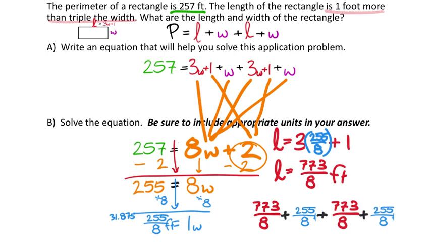So if I add the first two, I get 257/2. Let's add another 773/8. Oh, and then another 255/8. And yeah, I got 257. So that does check off. With these two values for length and width, it actually does check off. And so I know for sure that my length and my width, with labels, that's correct.